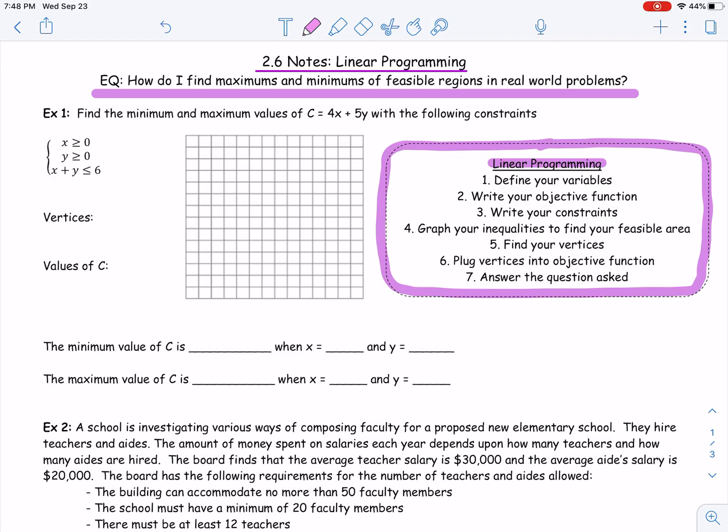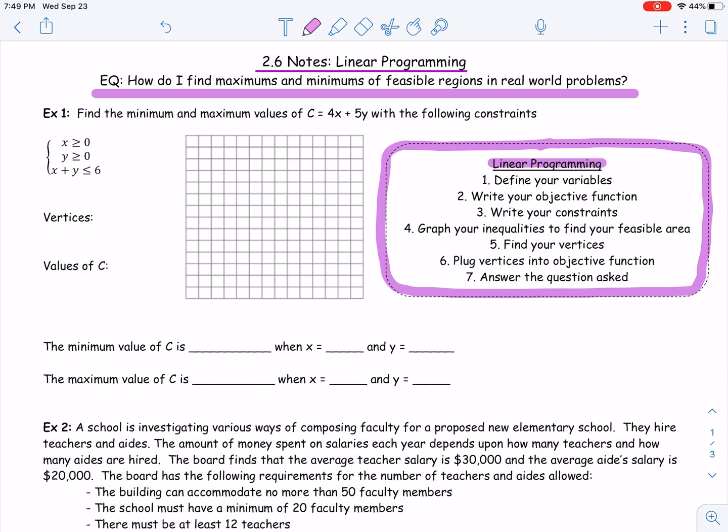Hello, we are in 2.6, the last section of Unit 2, which is all about systems. So, linear programming. This is going to be your application section, kind of tying everything together, but it's really the application of the systems of inequalities, which was our 2.5 section. So, we want to know, how do we find maximum and minimums of feasible regions in these real world problems?